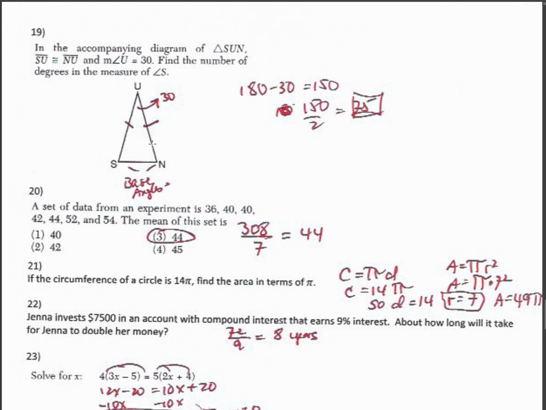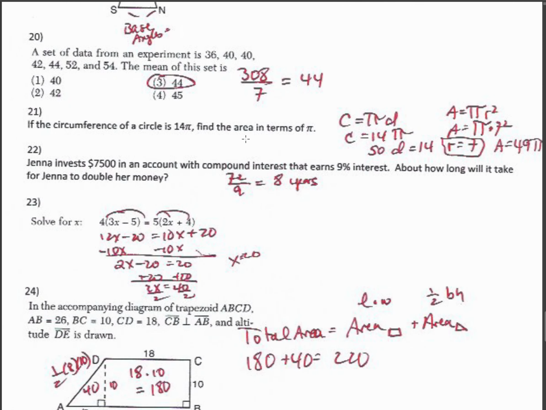Okay, another isosceles triangle where SU is congruent to NU. I have them marked off there. This time it tells me this vertex angle, this angle at the top is 30 degrees. So 180 minus 30 is 150, and because it's isosceles, that means the base angles are going to be congruent. So angle S and angle N, the base angles are congruent, so I do 150 divided by 2, and I get 75.